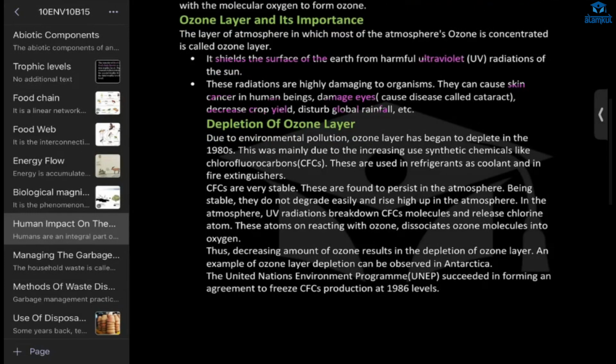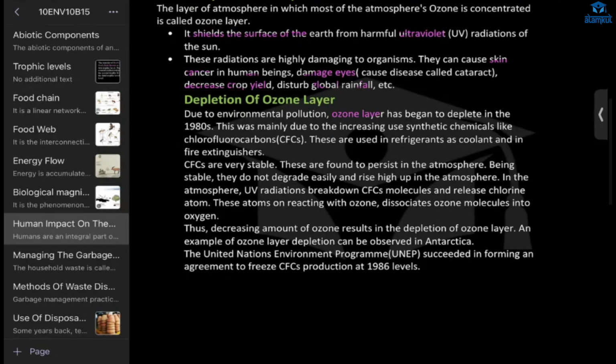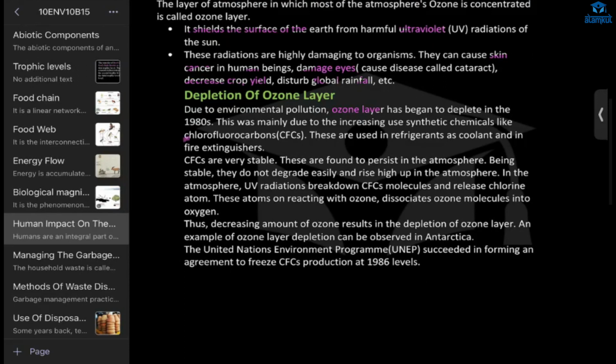Depletion of the ozone layer. Due to environmental pollution, this layer is getting depleted, right? It is getting thinner. Why? There are many causes. One is chlorofluorocarbons, CFCs. They are used in refrigerators, and also in fire extinguishers.